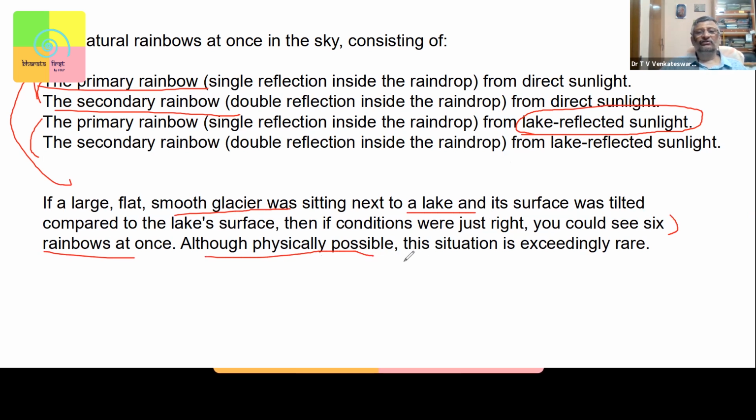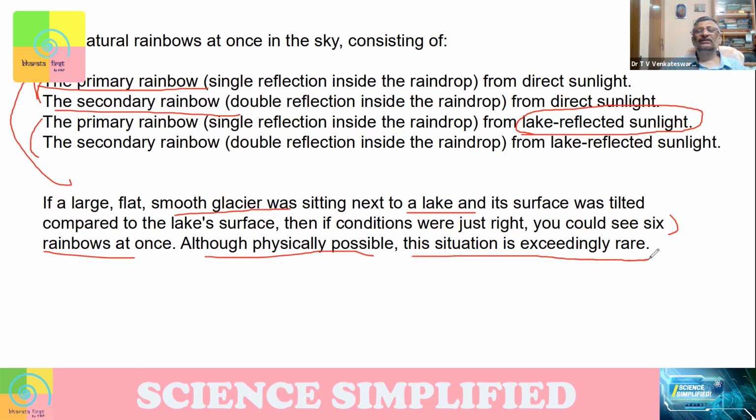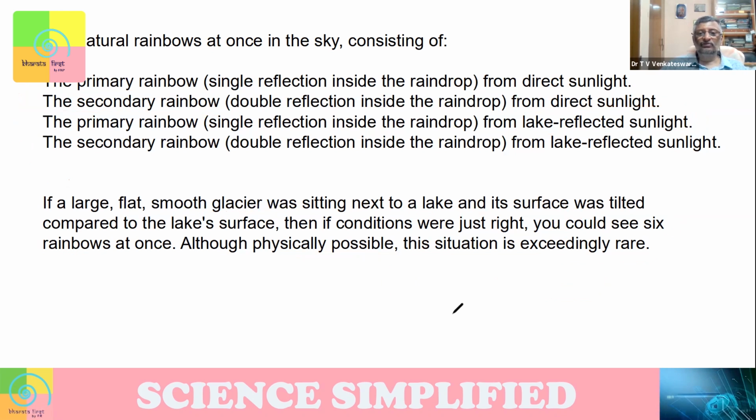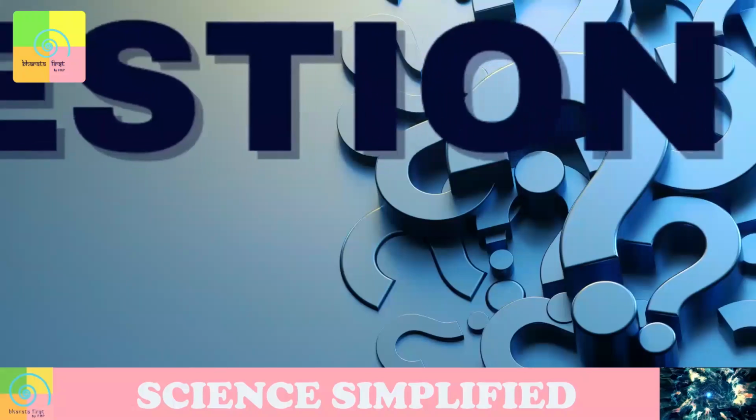Although it is physically possible, such situations are exceedingly rare, meaning that you have to be in a position where there is a lake and on the edge of it there is snow, and here there are raindrops and the sun is behind you and you are in the right place. If all these things happen, then you will be able to see six rainbows at one go. So this is what happens with the four rainbows.